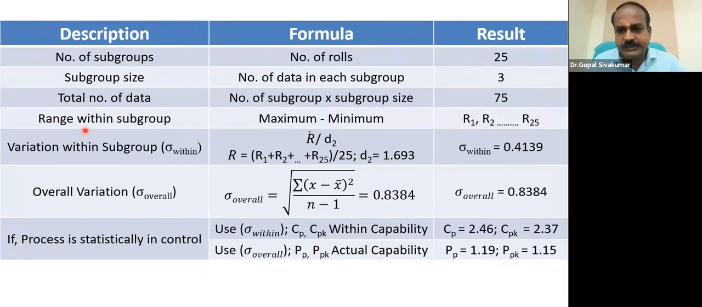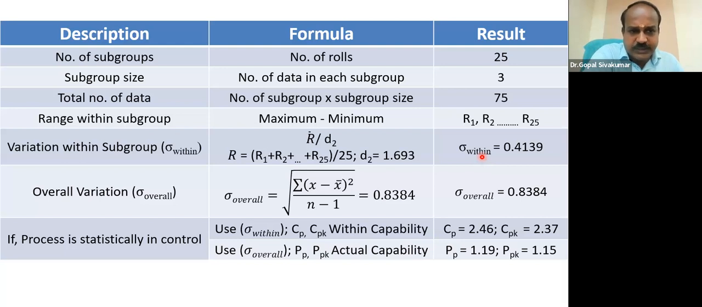You can use this formula and calculate the equivalent standard deviation. And the standard deviation is 0.4139. This is known as within standard deviation. How many of you understand how to calculate within standard deviation? From 25 groups, the range is calculated for each group, the ranges are averaged by calculating R bar, and then R bar is converted into sigma by using the formula R bar by d2. Now this sigma is within sigma, or within standard deviation.